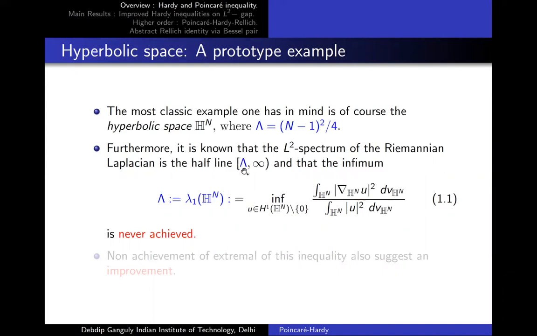But similarly in Rn also we don't have an eigenfunction. The bottom of the spectrum is 0, and the continuous spectrum is 0 to infinity in Rn. But since we are in a negative curvature, we have a positive spectrum. That is, there is a gap. That is called the L2 gap. So of course, non-achievement of this extremal of this inequality also suggests an improvement.